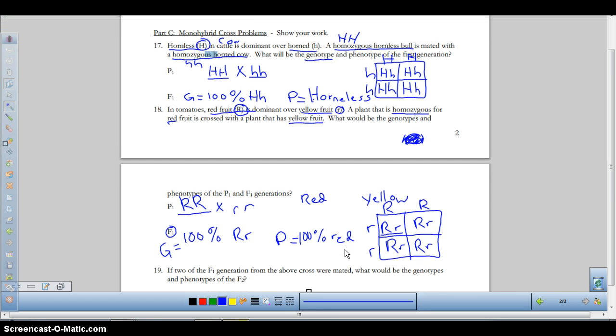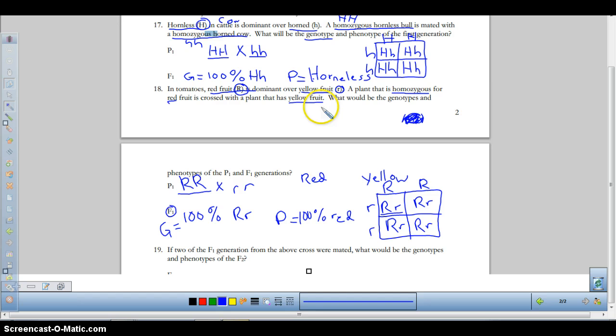For the rest of these questions, you cannot copy what I've done here. You have to read very carefully and look at what the question is asking. Two of the F1 generation from the above cross were mated. It's talking about this. They had babies. What are the genotypes and phenotypes of F2? So you're going to do a Punnett square for the offspring. Okay? All right. Good luck. If you have any questions, email me.